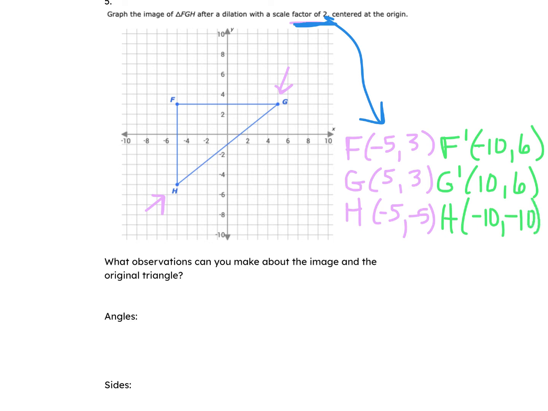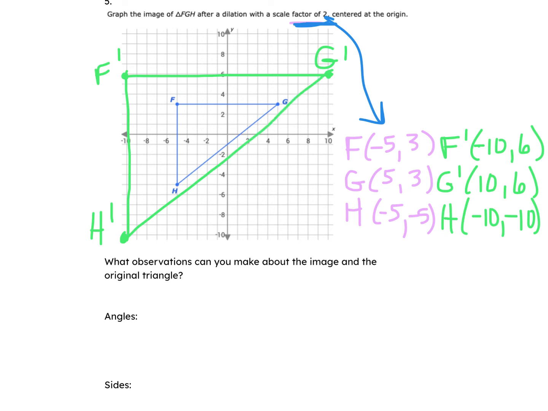Now, once I have the ordered pairs, I just use those ordered pairs to graph the figure. So -10, +6. F prime goes right here. And +10, 6 is over here. That's G prime. And -10, -10 right here would be H prime. So you can see that the figure doubled in size because our scale factor was 2. And then I neatly connect all those points and you can see how it is doubled.